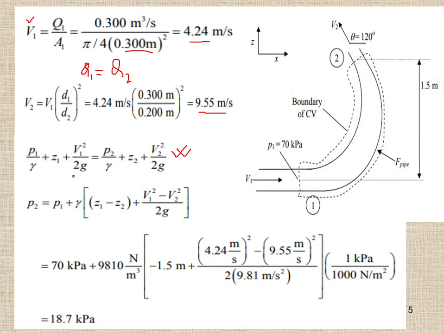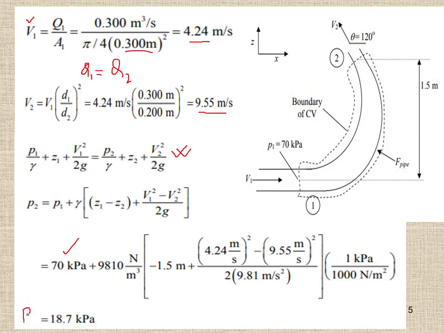So now we have to find out P2. We simplify the equation. P1 was given as 70 kilopascal, and we substituted all the values. Finally we got the value 18.7 kilopascal. So now the pressure at point 2 is known.